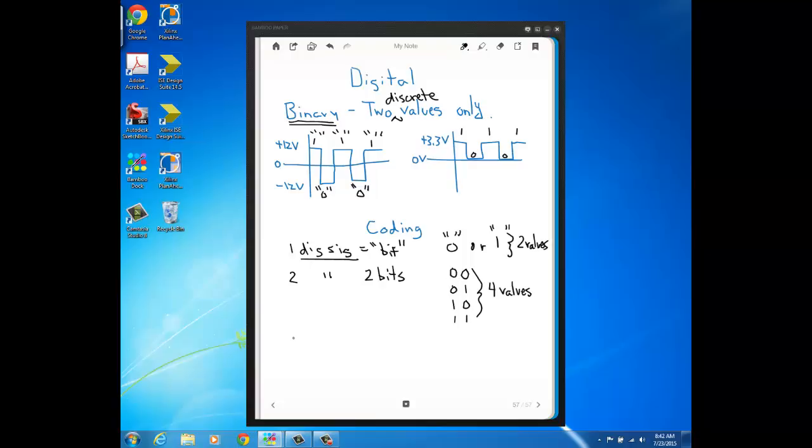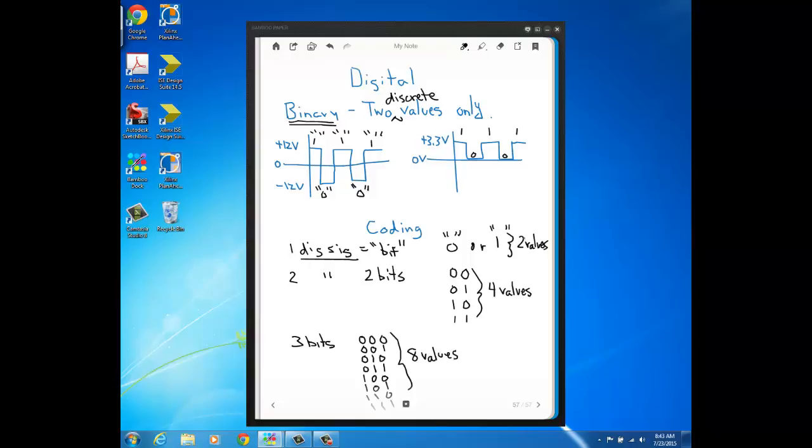Okay, well, if I have 3 bits, okay, 3 digital signals, I could come up with these unique values. I could have all zeros for my bits, or I could have this combination, or this combination, or this combination, or this one, and squeeze in the last one here. See, I could have 8 unique combinations of bits, so 8 unique values. Okay, so you see a pattern here.